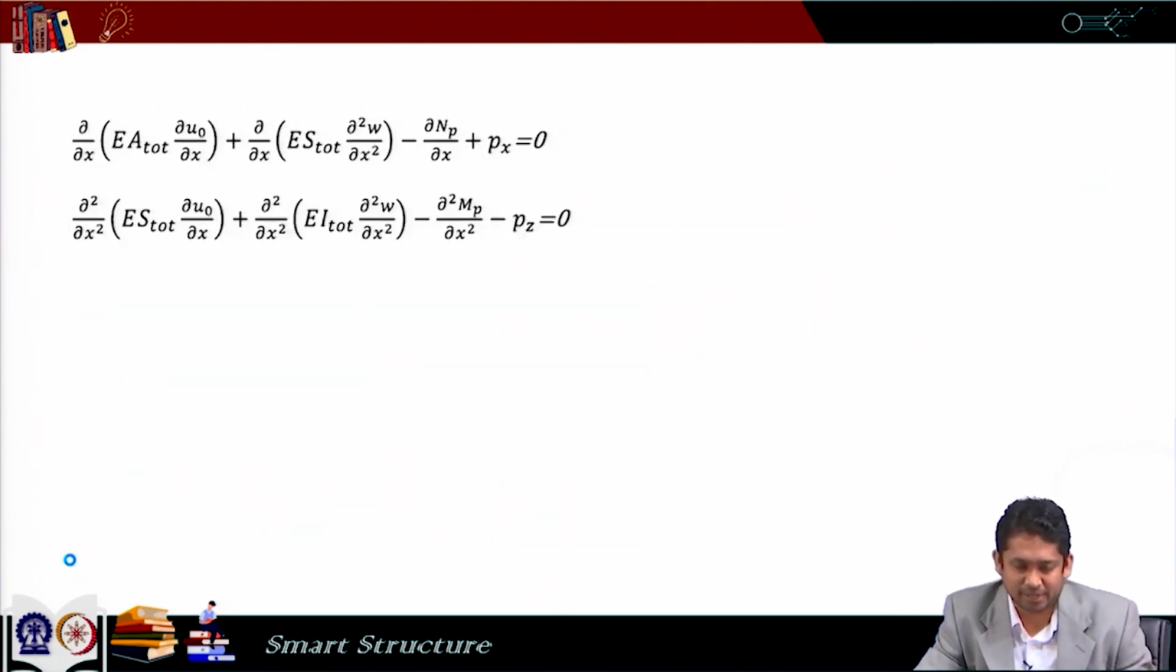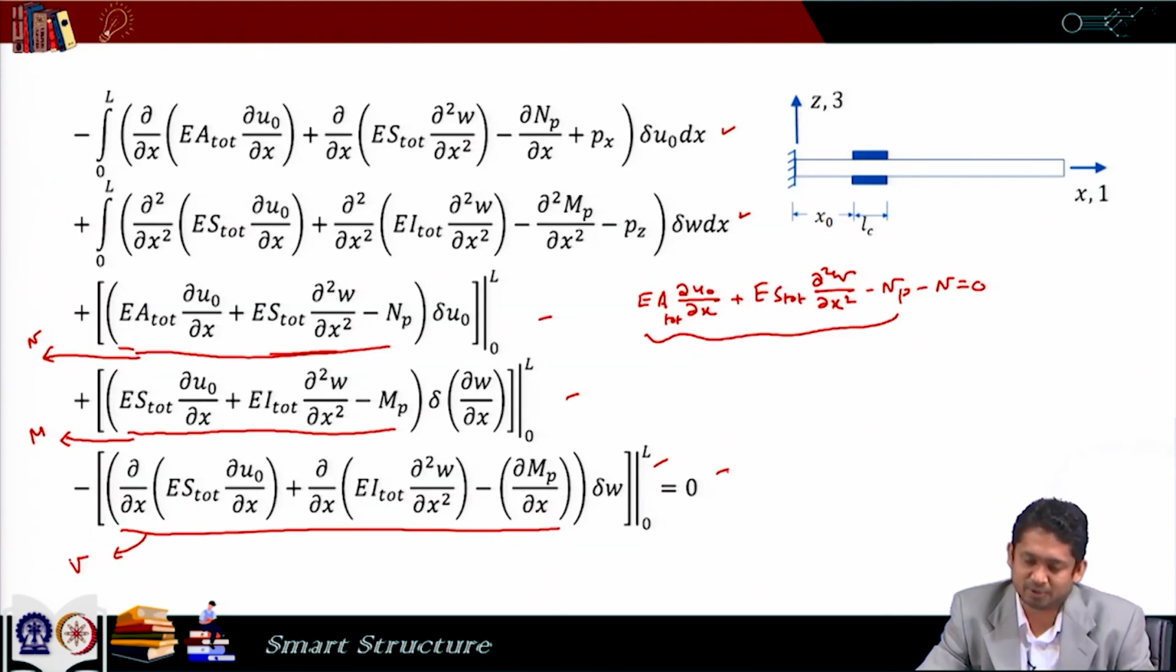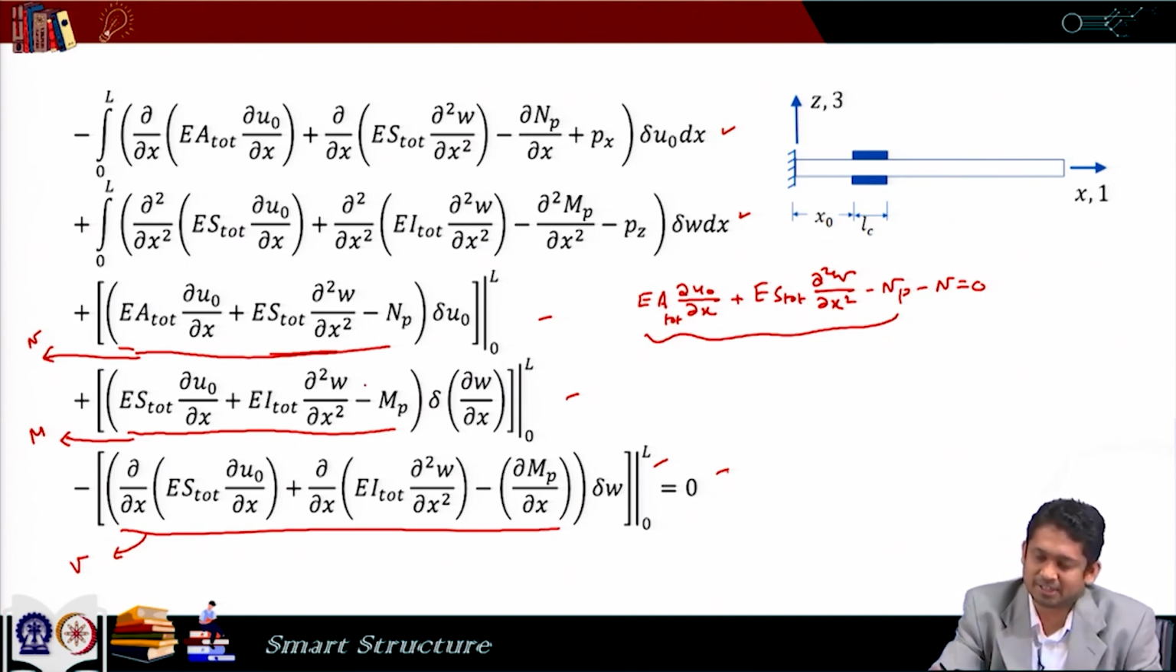Now, again we can make a similar argument and say that these terms are 0 for our case, because at x equal to 0 we have the axial displacement specified, which is u 0, which means that delta of u 0 is 0, and at the other end the normal force is 0.